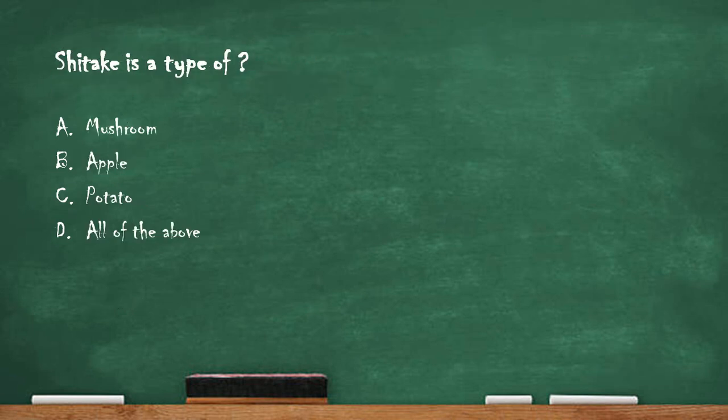Next question. Shiitake is a type of option A, mushroom. Option B, apple. Option C, potato. And option D, all of the above. And the right answer is option A, mushroom.